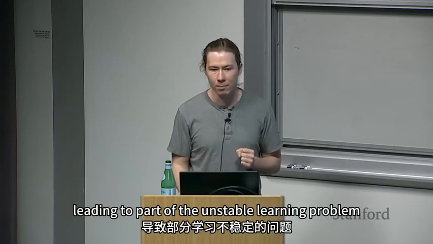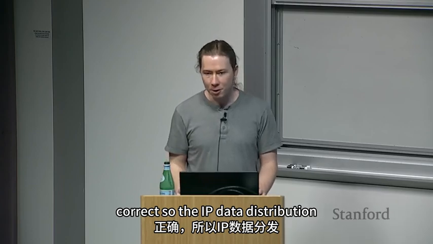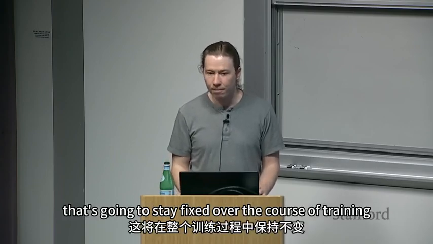And that's again leading to part of the unstable learning problem. Correct. So that P data distribution is going to stay fixed over the course of training.